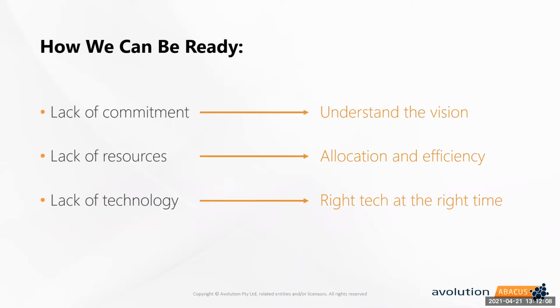Identifying how we can become more committed to these environments, part of that is understanding what we want to do and where we want to go, or just understanding the vision. The resource aspect comes from being more efficient. We may be applying our energy in the wrong direction or maybe even in the wrong area. So, ensuring we have enough resources directed in the correct direction is important. And lastly, the key topic of today's webinar is the lack of technology and using the right tech at the right time.